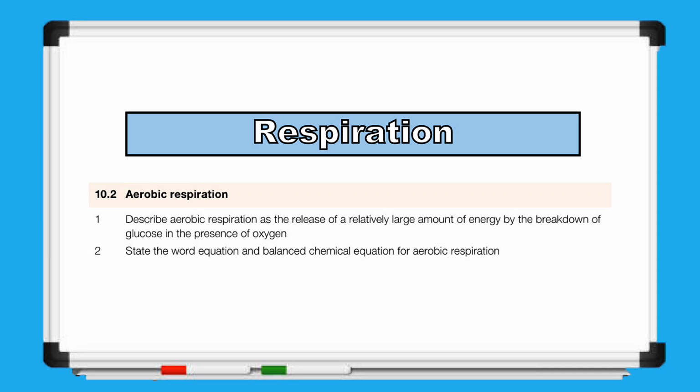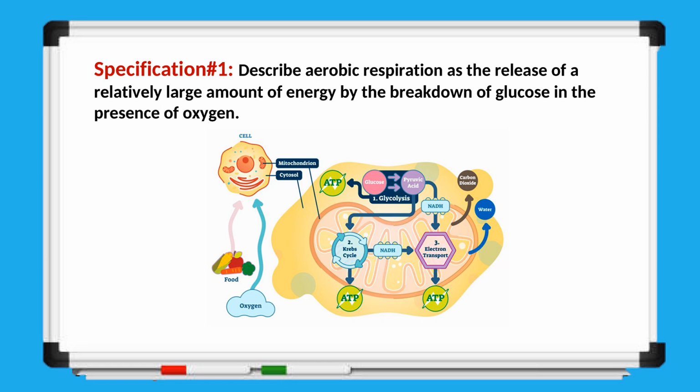So, let's get started. Here we have specification number 1, which requires us to describe aerobic respiration as the release of a relatively large amount of energy by the breakdown of glucose in the presence of oxygen. Aerobic respiration is the process in which glucose is completely broken down in the presence of oxygen, releasing a large amount of energy. It mainly takes place in the mitochondria and produces carbon dioxide and water as waste products, along with a substantial amount of ATP, the cell's main energy supply.